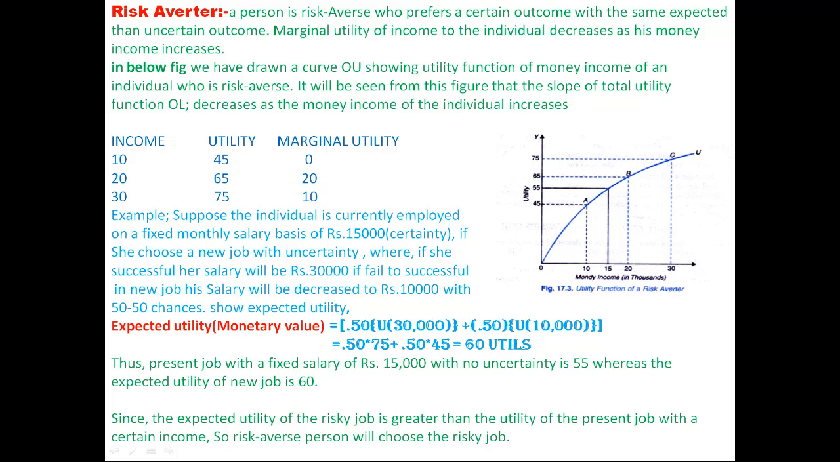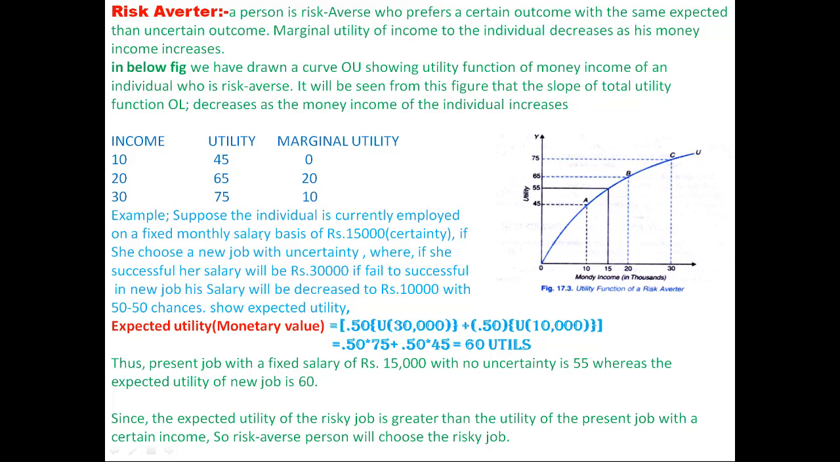The risk is greater in the risky job, but a risk averse person will choose the risky job because the expected utility is greater. Okay, with certainty they're getting utility 55, but with uncertainty they're getting 60. So obviously they will choose the uncertain job because the expected utility is greater. Here we already mentioned that a risk averse person favors a certain outcome over an uncertain outcome with the same expected utility.